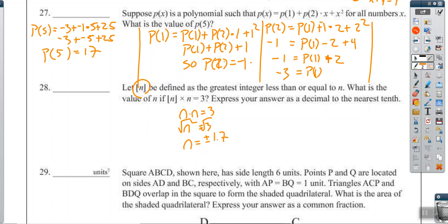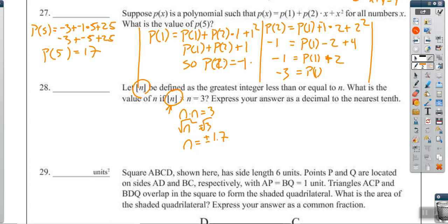It has to be a decimal because we know that this is an integer. And we know that this integer is going to either be 1 or it would have to be -2. But we know it can't be 1. Why do we know it can't be 1?